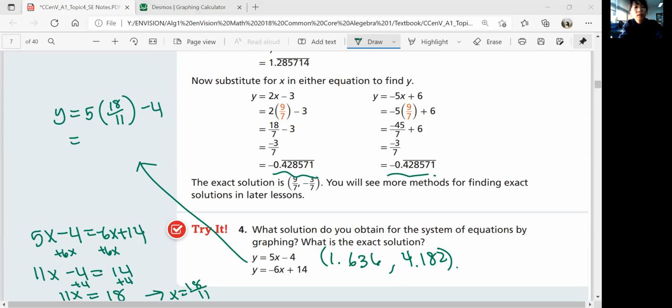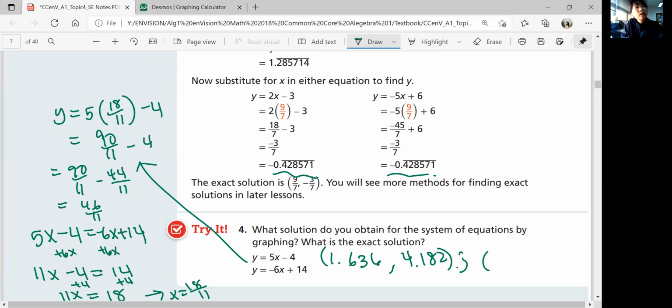So 5 times 18 is 90 over 11. 4 in the same denominator is 44. 4 times 11 is 44 over 11. Okay, 44 over 11 is 4. So then 90 minus 44 would be our answer, which is 46 over 11. Okay, you can also plug into our second equation. You're going to get the same y, 46 over 11. So the exact solution is 18 over 11, comma, because that's our x, and your y value is 46 over 11 when you have 18 over 11.